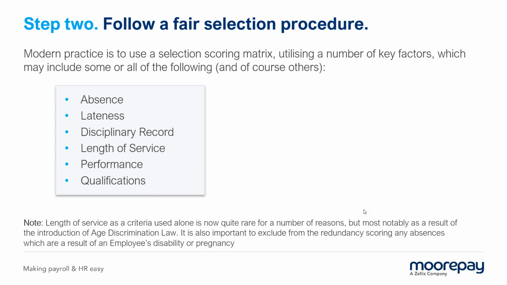It's also important to exclude from the redundancy scoring any absences which are a result of an employee's disability or pregnancy. When you're using absence, they should be excluded because they are protected by the law and will not be considered part of a fair procedure.